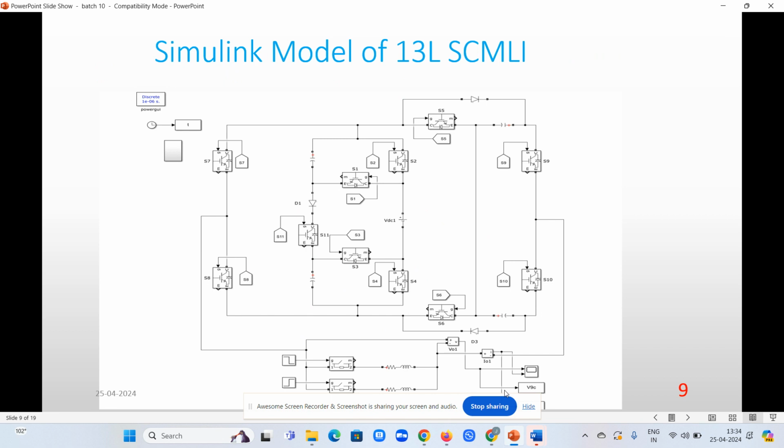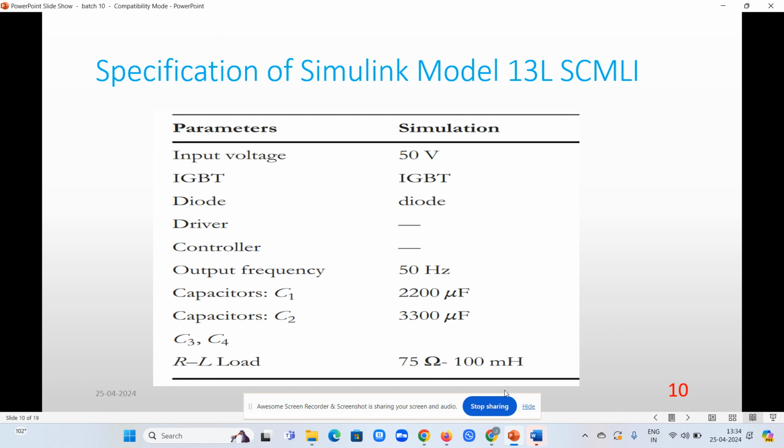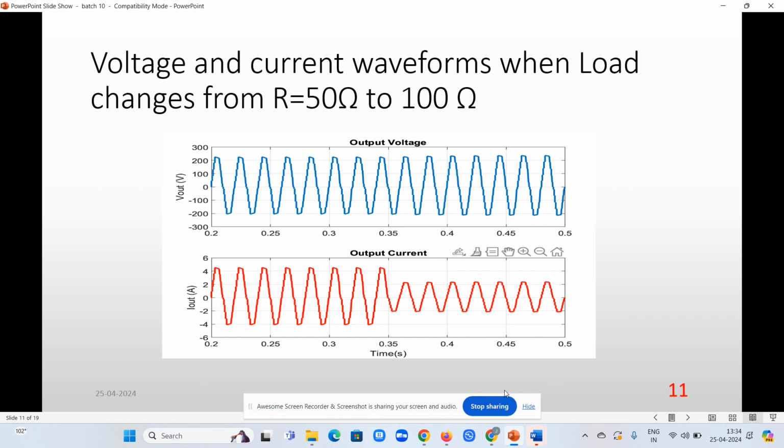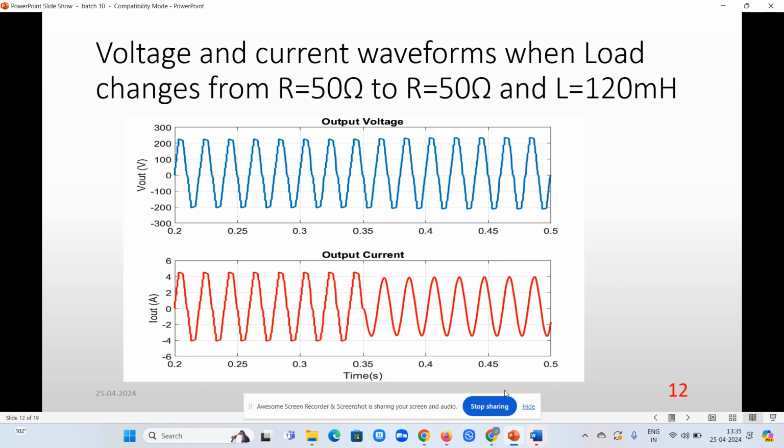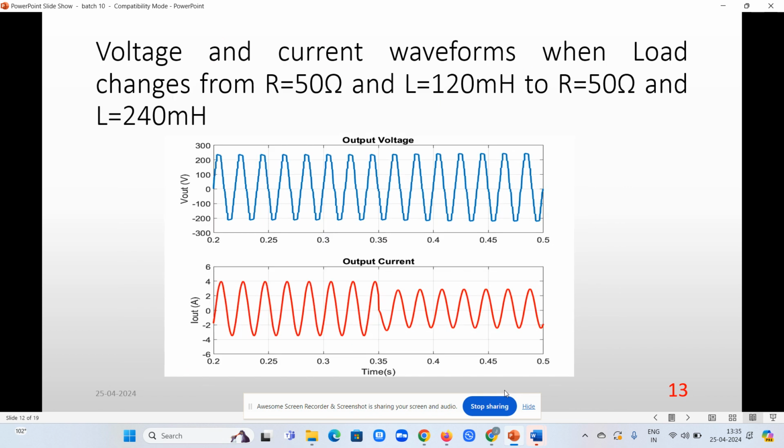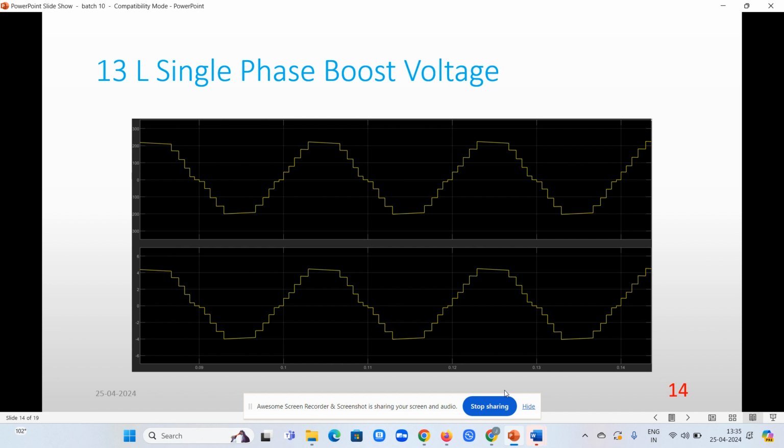This is the simulation model of the 13 level switch capacitor multi-level inverter. These are the specifications of the simulation model mentioned for my proposed system. Voltage and current performance when the load changes from R equals 50 ohms to 100 ohms: here the voltage changes and the current is constant. This is the output voltage waveform when R is 50 ohms and L equals 120 millihenry. This is the 13 level single phase boost voltage waveform.